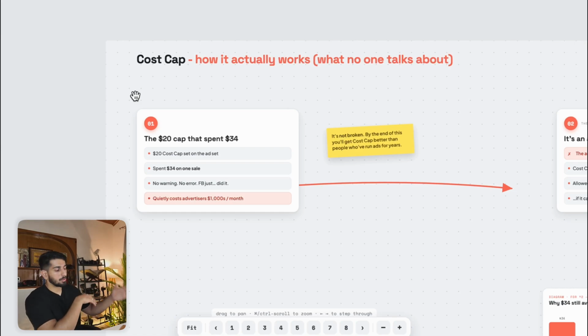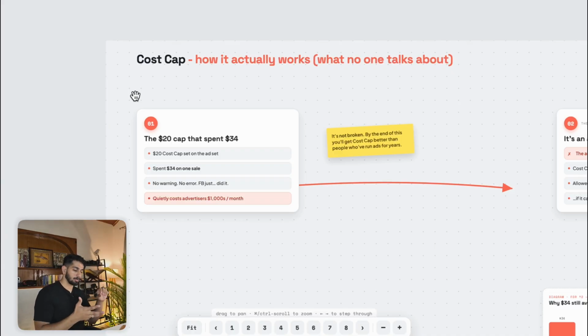So last week, one of our ad sets had a $20 cost cap on it, but it ended up spending $34 for one single sale. We didn't get a warning. We didn't get any errors from Facebook. Facebook just did it.